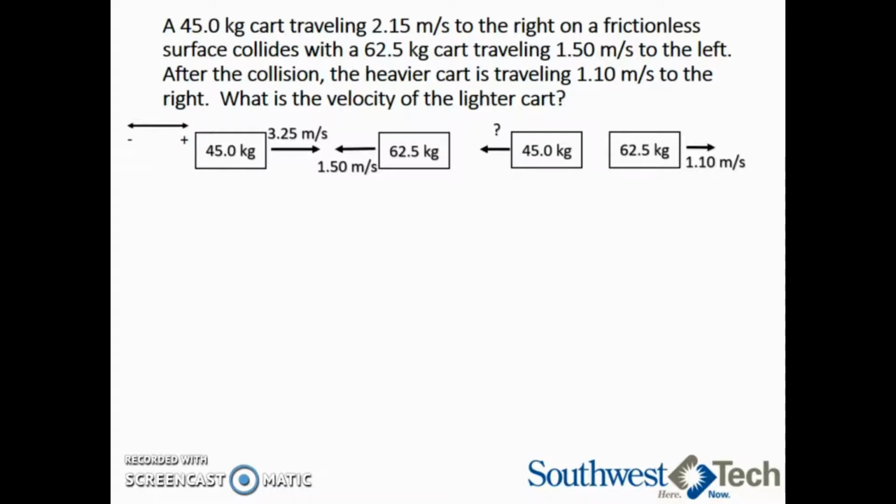Looking at the picture, the final velocity of the lighter cart should be negative since it should be traveling to the left. Now we can write down all of the data we were given in a table, making sure we include the correct sign on the velocity.